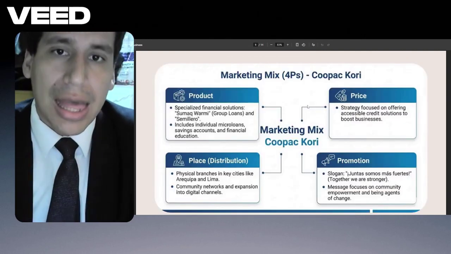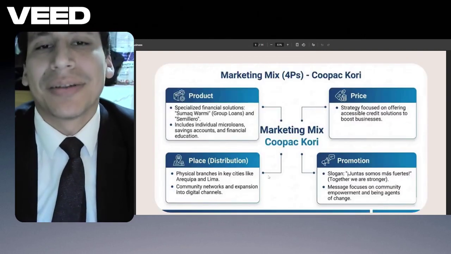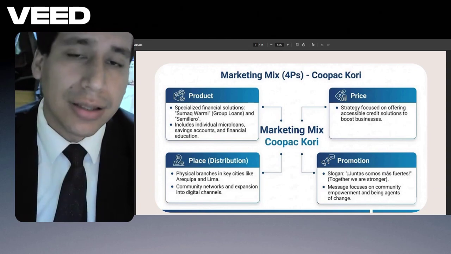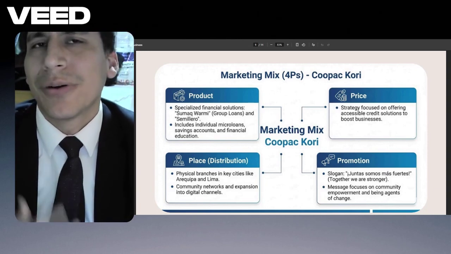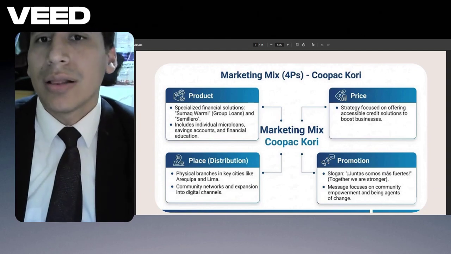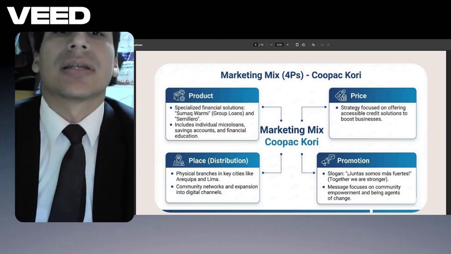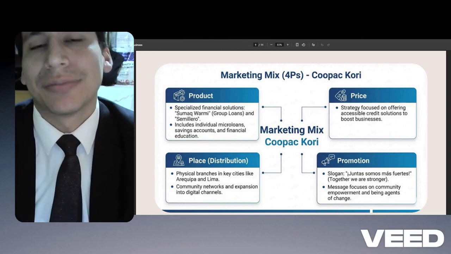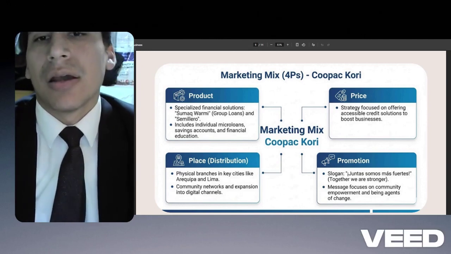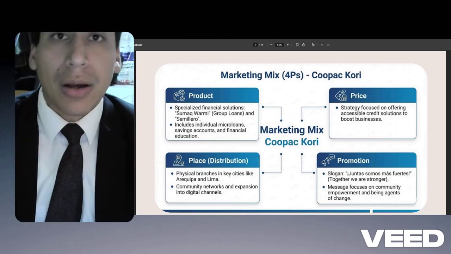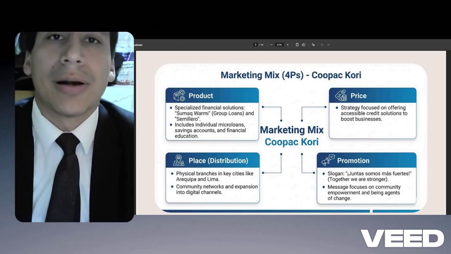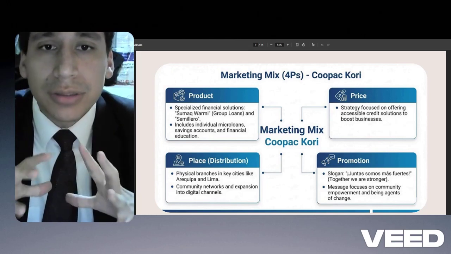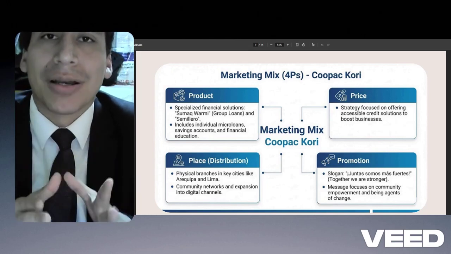Now, the marketing mix, the four P's about Corey. After analyzing their environment, how does Corey actually connect with its customers? We look at their marketing mix, the four P's from week 10. First, product. Their main product is Sumaq Warmi, which means beautiful woman, mujer bonita, or excellent woman in Quechua. It's a special group loan designed specifically for women.